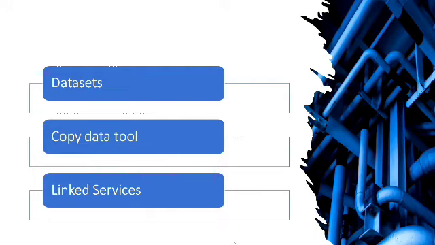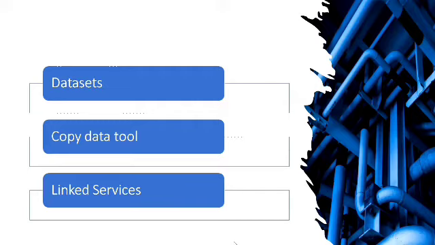Datasets. It is basically collected data users require, which is used as input for the ETL process. Dataset represents data structures within the data stores. It represents the data that you want to ingest or store in your activities. Copy data tool. It eases and optimizes the process of data ingestion into a data lake. This tool automatically creates all the necessary resources to copy data from the selected source data store to sink data store.